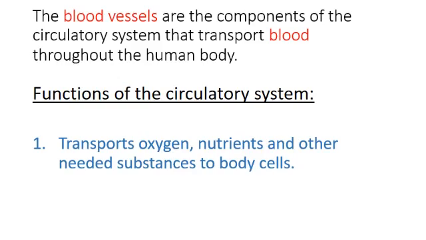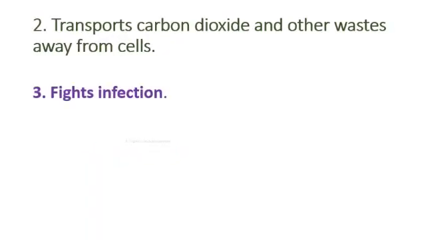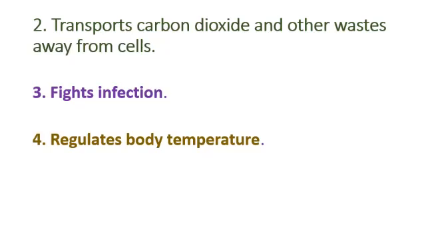Functions of the circulatory system. The first function of the circulatory system is to transport oxygen, nutrients, and other needed substances to body cells. The second function is to transport carbon dioxide and other wastes away from cells. The third function is to fight infection that comes from viruses and bacteria. And the fourth function is to regulate body temperature.